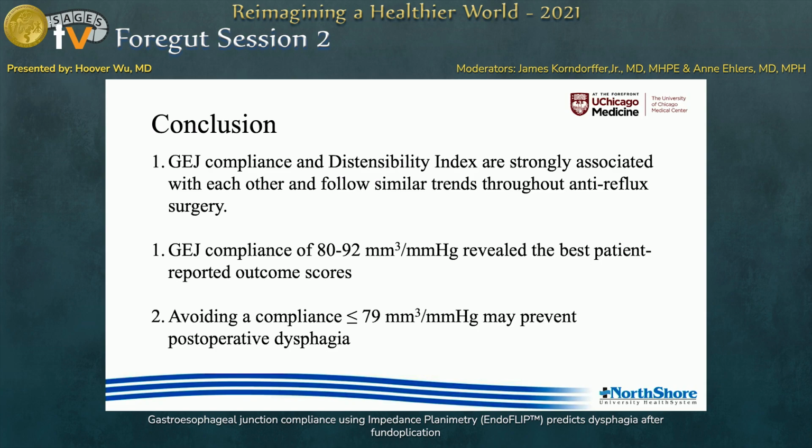Therefore, we cannot definitively say that one is a better predictor versus the other. Both, in a sense, provide similar information, however, with different biomechanical interpretations. The distensibility index provides an objective measure of gastroesophageal junction tightness, while compliance represents the gastroesophageal junction's ability to accommodate passage of food, liquid, or gas. Gastroesophageal junction compliance of 80 to 92 revealed the best patient-reported outcome scores, and avoiding a compliance of less than or equal to 79 may prevent postoperative dysphagia.